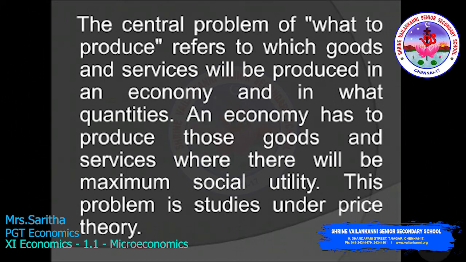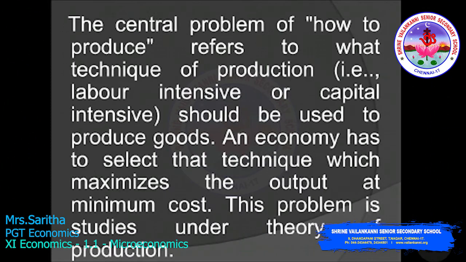After that, we decide the goods to be produced. Economy has to decide the quantity of each commodity. It means it involves a decision regarding the quantity to be produced of consumer and capital goods, civil and war goods, and so on. Now, let's move on to the second problem.